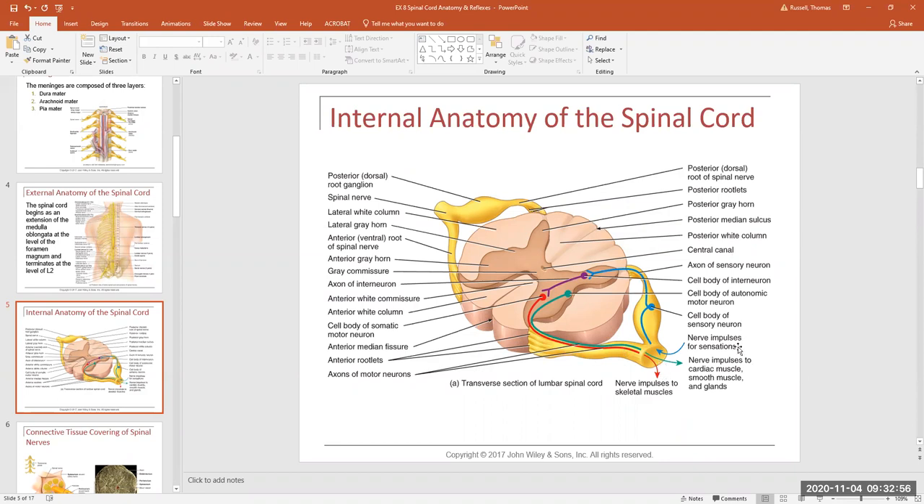Now, in the middle of the gray matter is a hollow tube that runs all the way up and down our spinal cord. So the very middle of our spinal cord is hollow, and it's filled with cerebrospinal fluid. That's called the central canal.